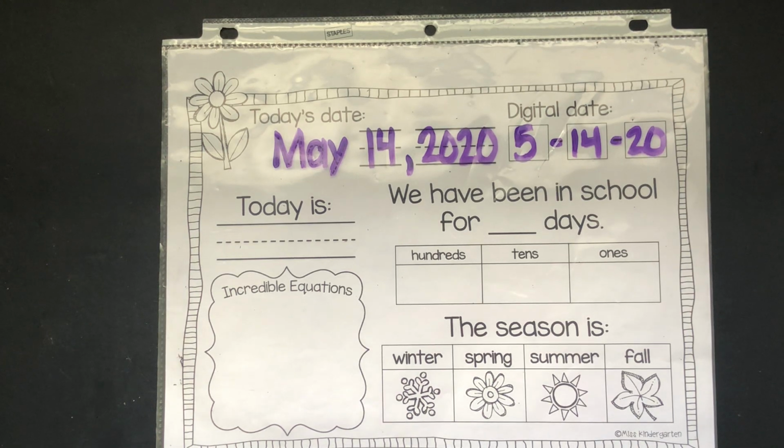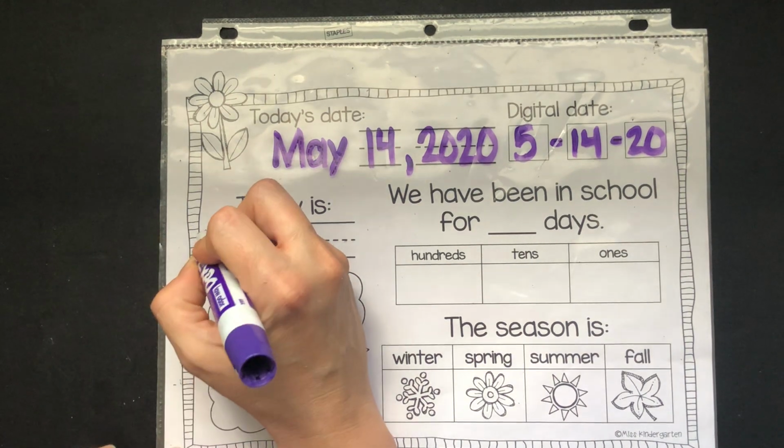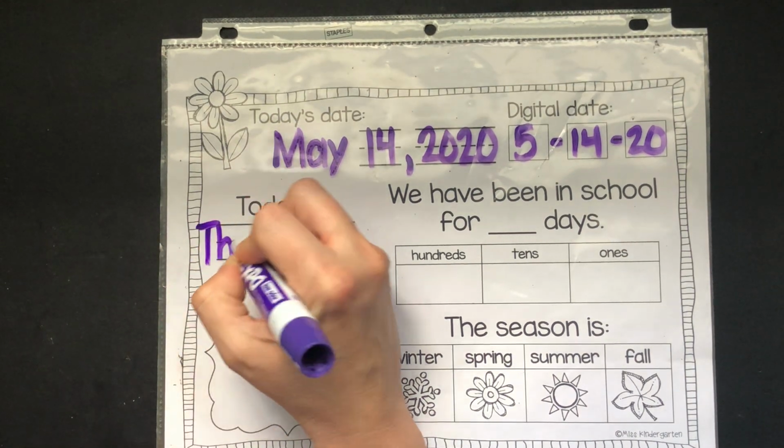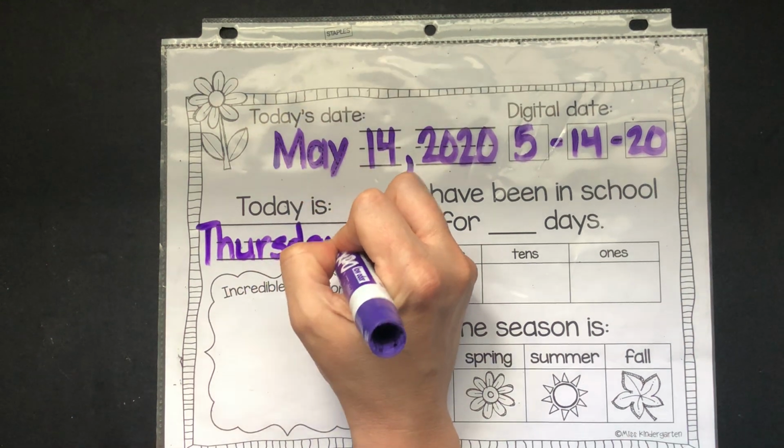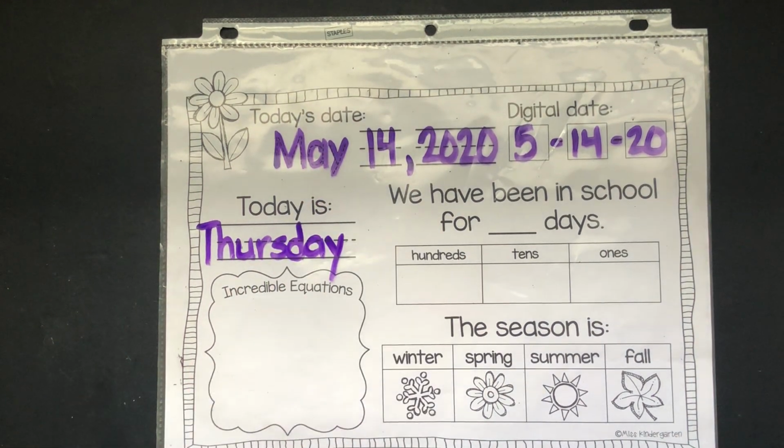Love bugs, yesterday was Wednesday. What day comes after Wednesday? Yes, Thursday. Very good. We trace it. Excellent. We're going to make the number 14.